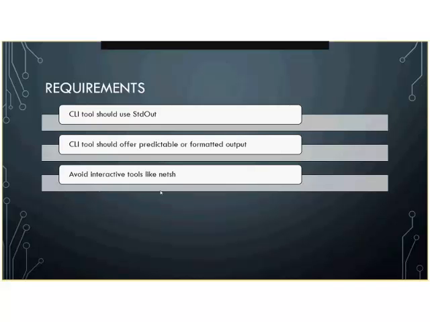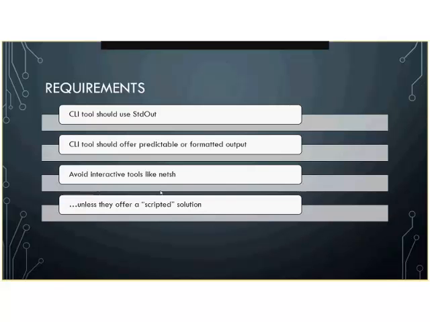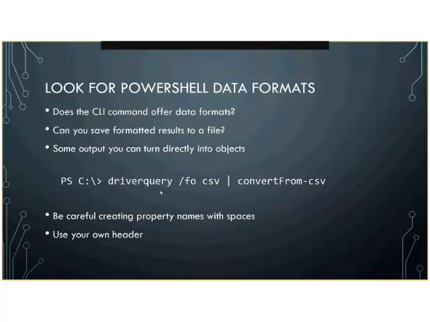We need to avoid interactive tools like Nslookup, anything where you have to go into an interactive prompt. Diskpart would be another example. A lot of the CSV cmdlets in PowerShell have an option so that you can specify a substitute header, and that's one way of getting around property names that have spaces.